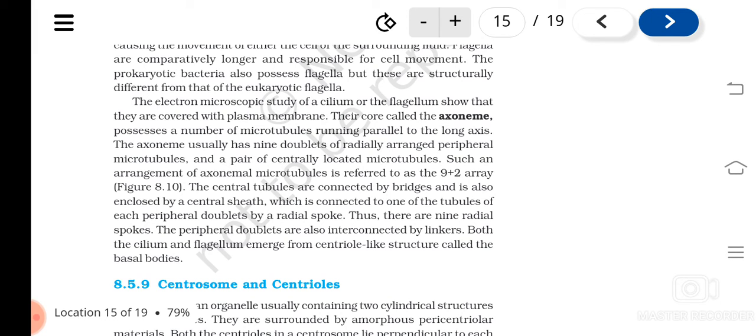The outermost part that covers the flagella or cilia is the plasma membrane. Okay, the core is known as what? Axoneme. And this consists of a number of microtubules running parallel to each other. How many are there? 9, isn't it? 9 what? Doublets, meaning 2.